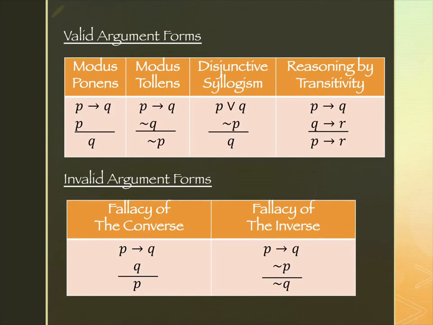Modus tollens says if P implies Q is true and tilde Q is true, right? Q is false, in other words, then it must be that the other statement is false. So again, if I come in and say, if I'm a mom, then I'm a woman, and then I come in and say, I'm not a woman, then you know for sure I'm not a mom. That's the argument structure for modus tollens.